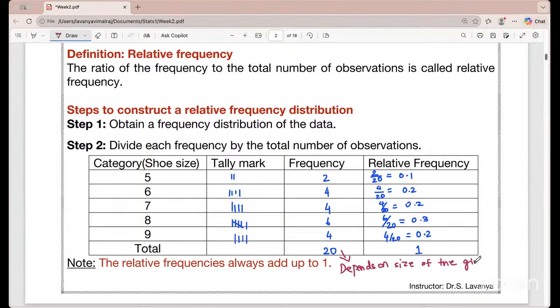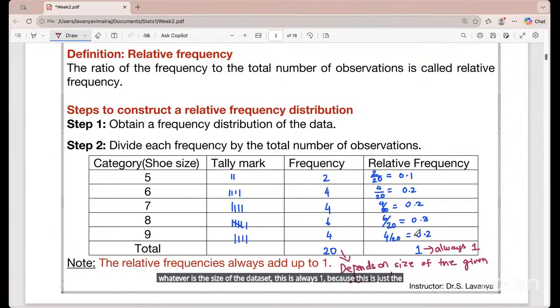So what if it becomes greater than 1 or less than 1? It can't be; that would mean there is some calculation error. This always depends on the size of the given data set, but this one is always 1, whatever the size of the data set.